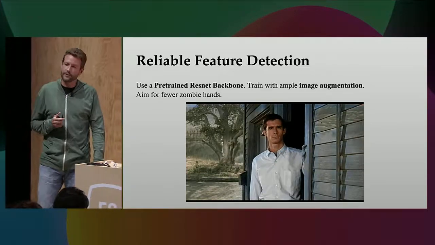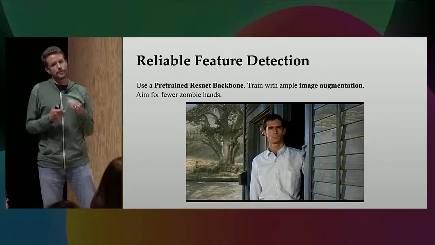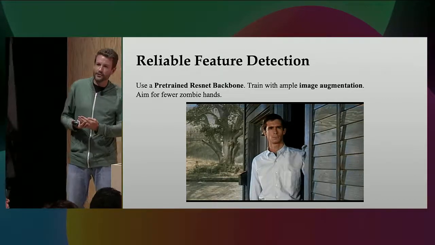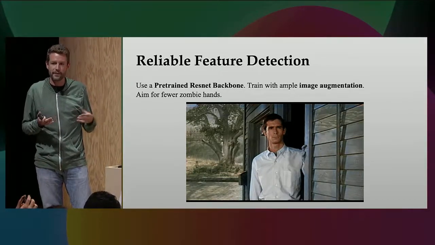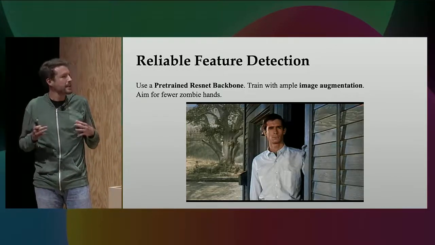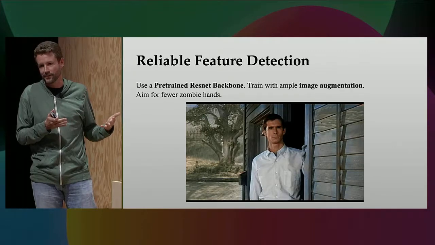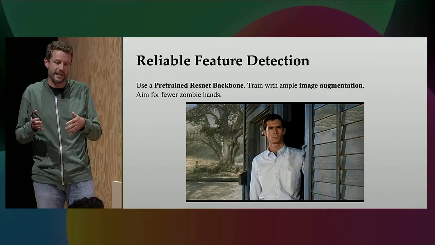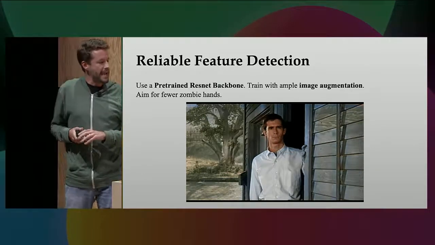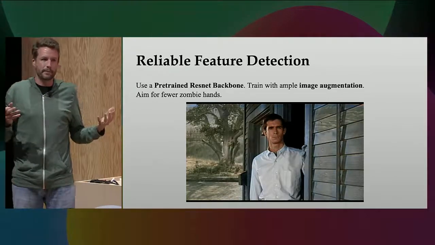So first is reliable feature detection. So the most obvious thing to do with a generator that's UNet-based, if you want to make it better, is to use a bigger ResNet backbone. So instead of using ResNet 34, we use ResNet 101 in this case. And that allows the generator to pick up on features better.